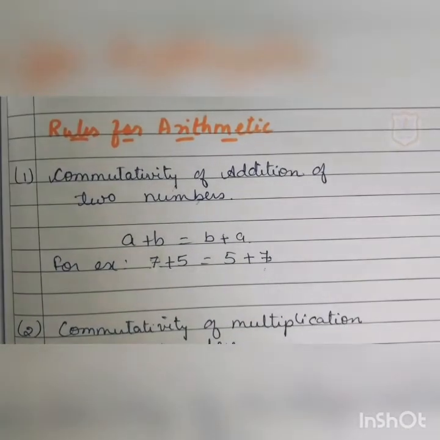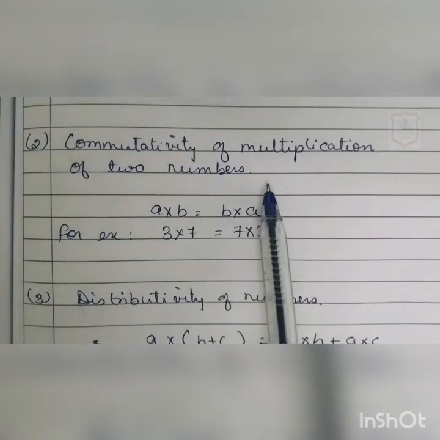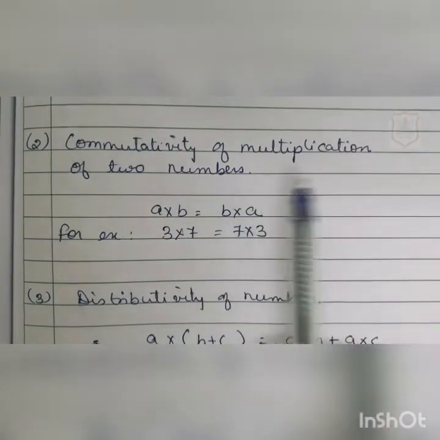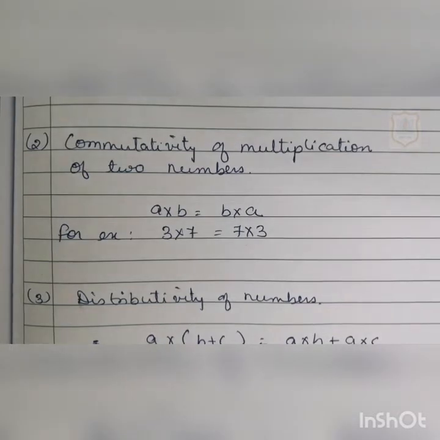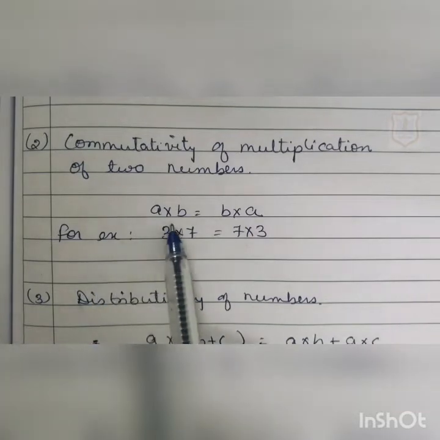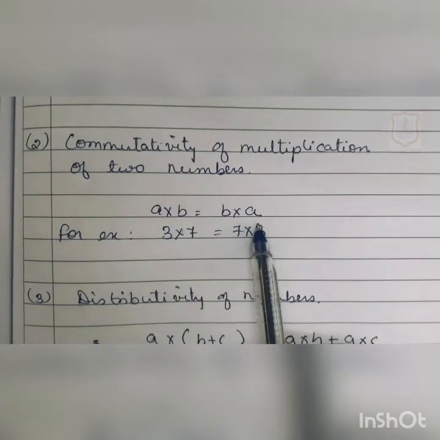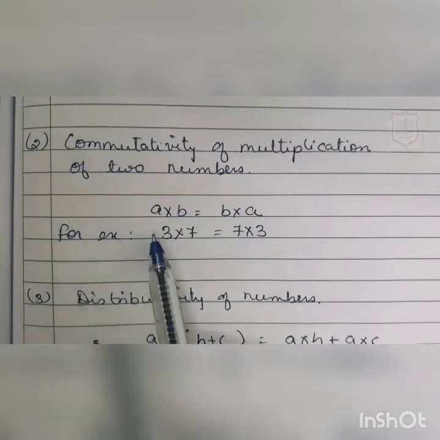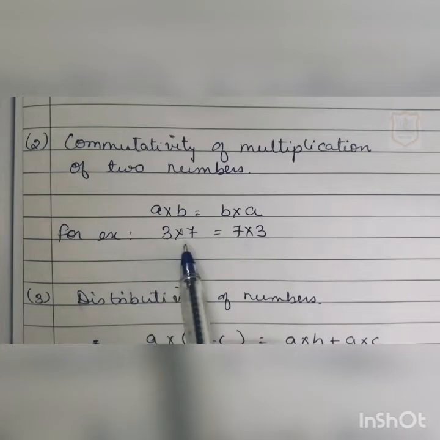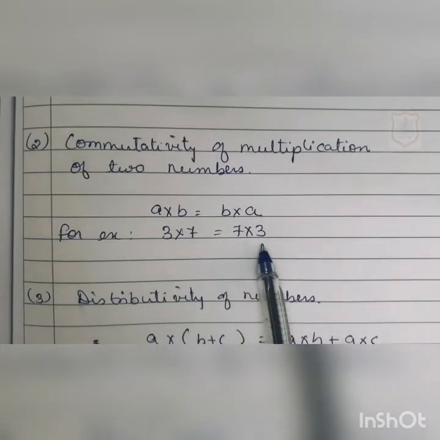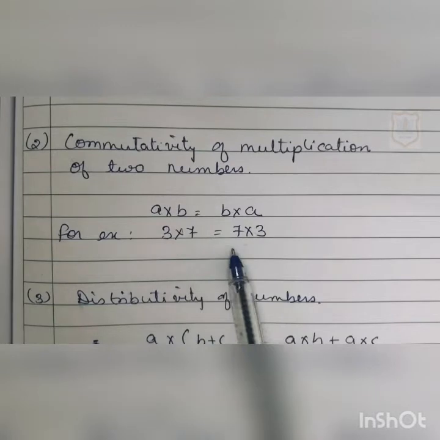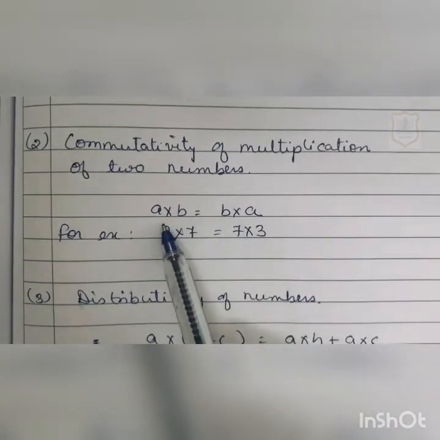Now next comes the commutativity of multiplication of two numbers. Here also, when two numbers are multiplied and the order is changed, there is no change in the answer. For example, A multiplied by B is equal to B multiplied by A. Like here, 3 multiplied by 7 is equal to 7 multiplied by 3. So here also commuting, that is interchanging the order of numbers in multiplication, does not change the product. That means it will not change the answer.